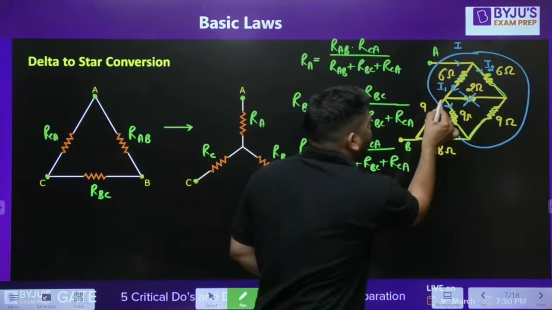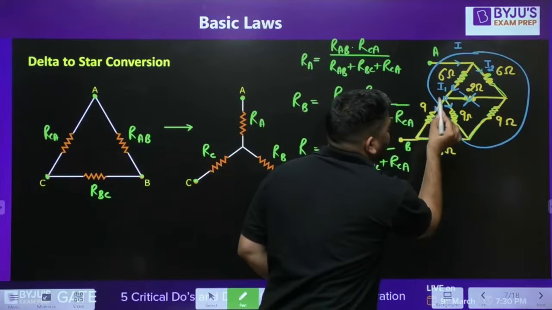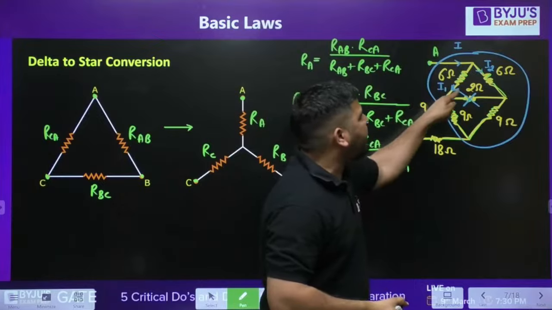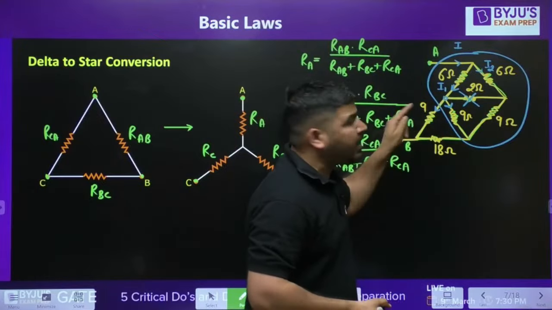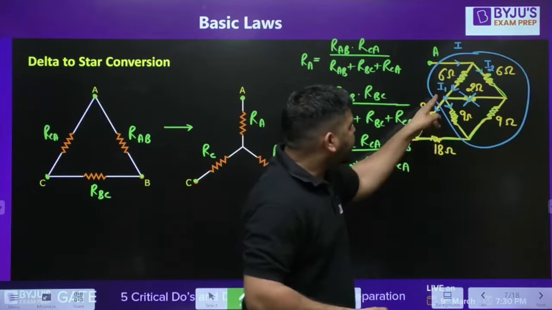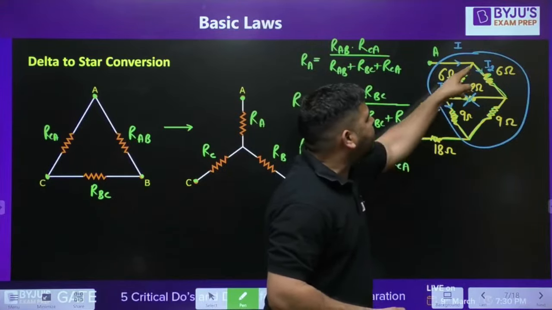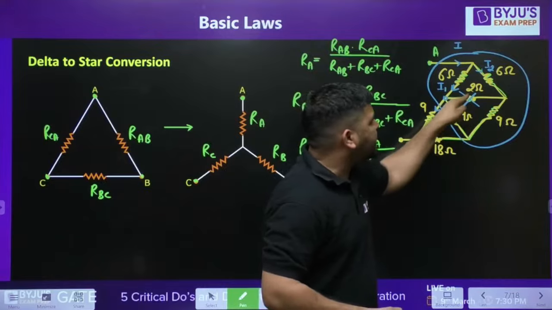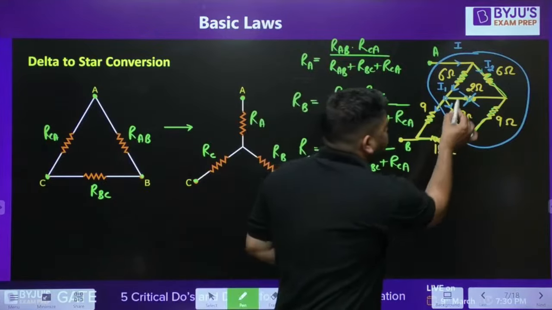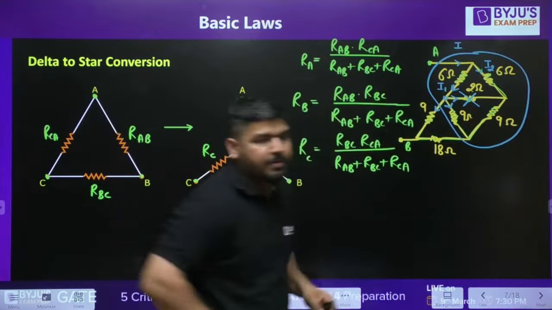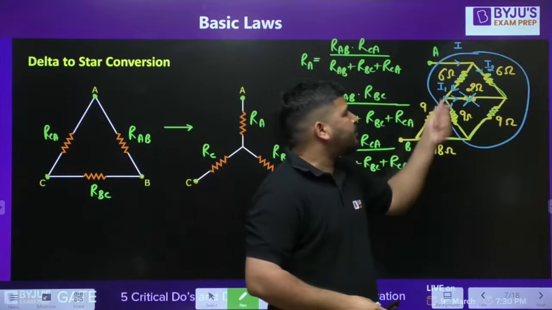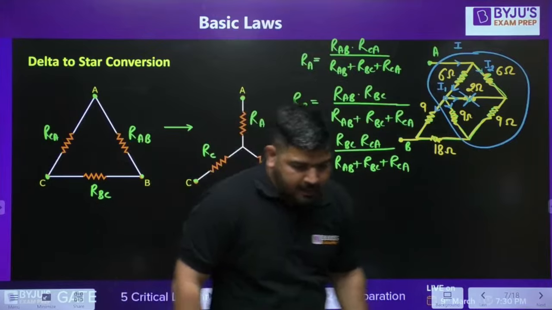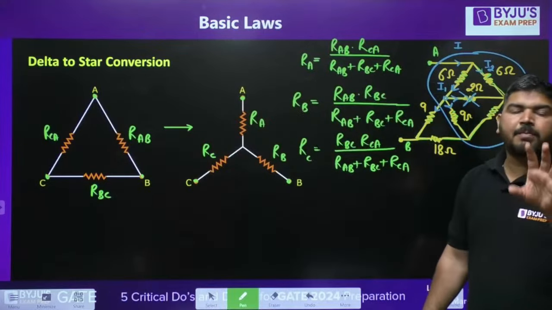Why? Because there is one more branch connected at this point. If there is one more branch connected, this I1 will be divided into this branch and this branch. Since this current and this current are not the same, you cannot remove this resistance. So there must be some current in this branch also. There is a current division at this point. The entire current is not going through this 9 ohm. That's why you cannot apply the balanced bridge condition here.